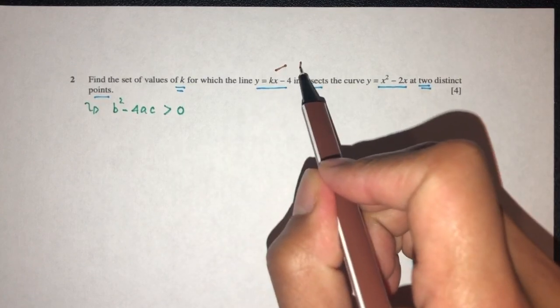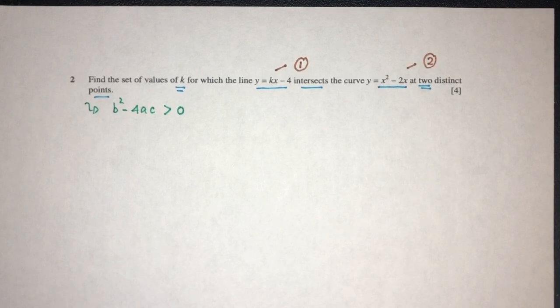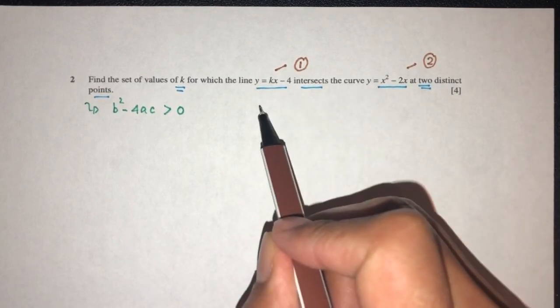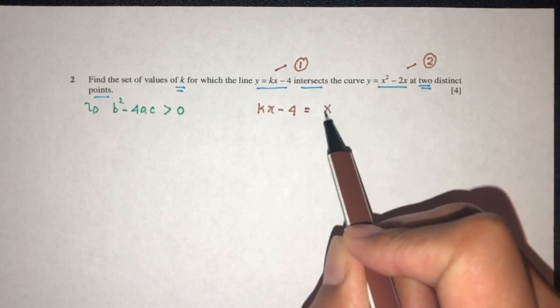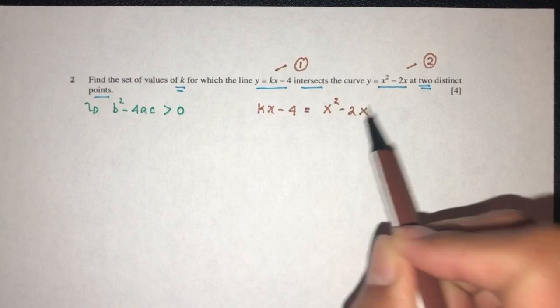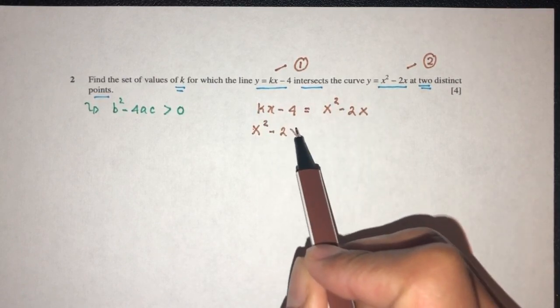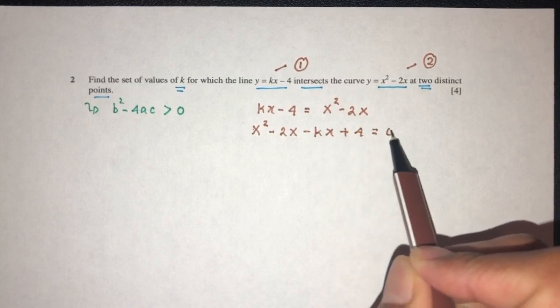Okay? So let's first solve these 2 equations. We have a line, equation number 1, and the curve, equation number 2. Intersects, so we have to solve them simultaneously. So here we have y already. Replacing this y, you will have kx minus 4 is equal to x squared minus 2x. Send everything to one side, you will have x squared minus 2x minus kx plus 4 is equal to 0.